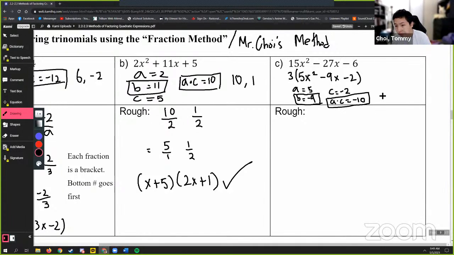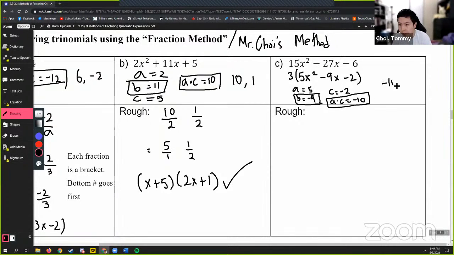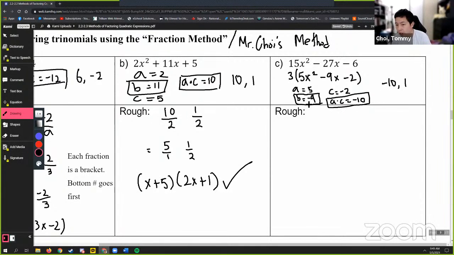Anyone know? Negative 10 and 1. Negative 10 and 1. Perfect. So negative 10 times 1 is negative 10. Negative 10 plus 1 is negative 9. So we're going to write those two numbers down as fractions, and we're going to divide it by A, which is 5. Then we simplify the fraction on the left, divide top and bottom by 5. We're going to get negative 2 over 1. And then we get 1 over 5.